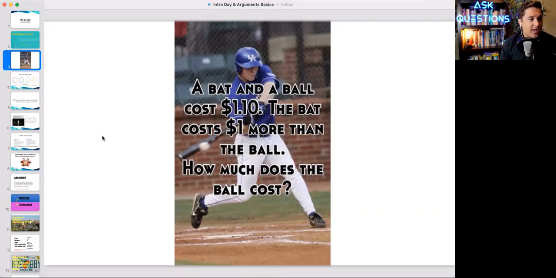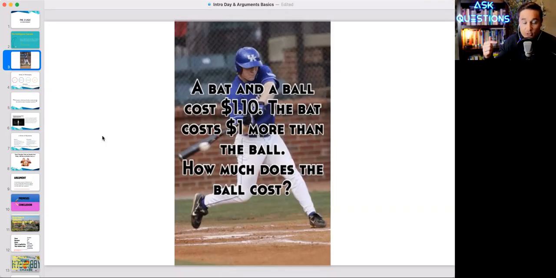Now, if I had you answer right away, if you just blurted out your first guess, a lot of people say, oh, this is easy. The bat is $1 and the ball is a dime. The bat is $1 and the ball is 10 cents. And you add that up and you get $1.10. There you go. That's the answer.